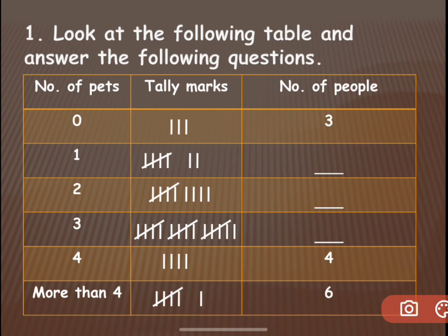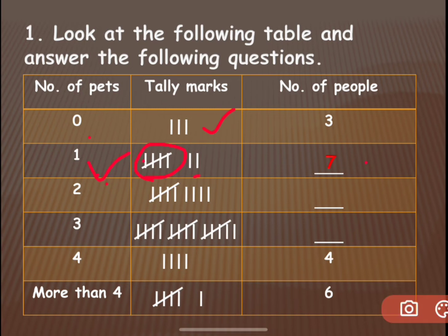So zero pets, there are three people, three tally marks we have done. Now the people who have only one pet. Here we have to write the number. So how many? This represents 5, isn't it? There are 4 lines and one slanting line on those standing lines, that means 5. And here you have 2 lines more. So 5 and 2 becomes 7, so you will write 7.